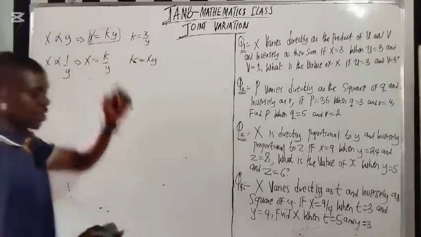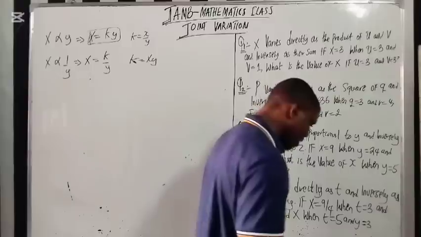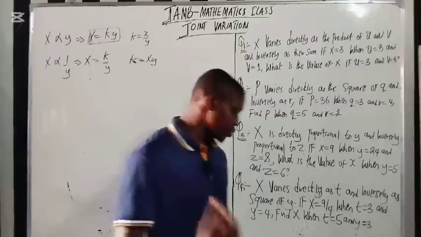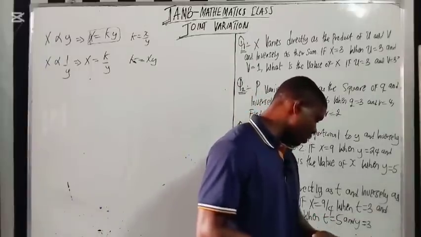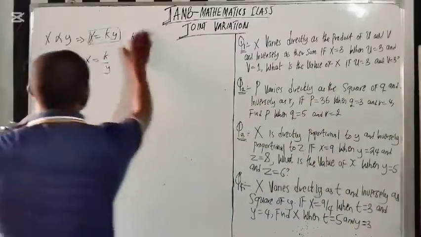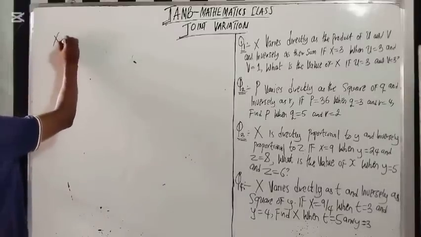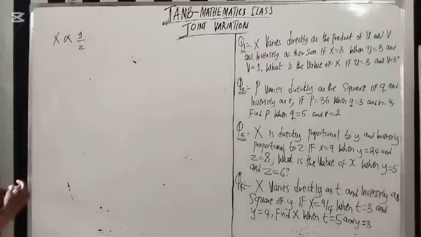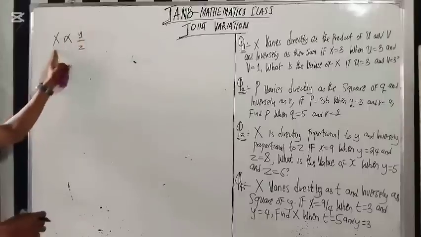Do you see that? But here we're talking about joint variation. So here we can see that joint variation involves more than 2 variables. Yes, joint variation involves more than 2 variables. In most cases, it is a combination of direct and inverse variation. For example, x is directly proportional to y and inversely proportional to z. What does it mean here? That x is directly proportional to y and x is inversely proportional to z.